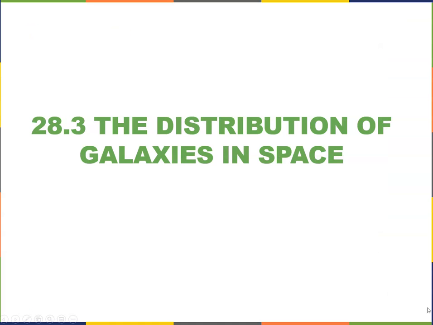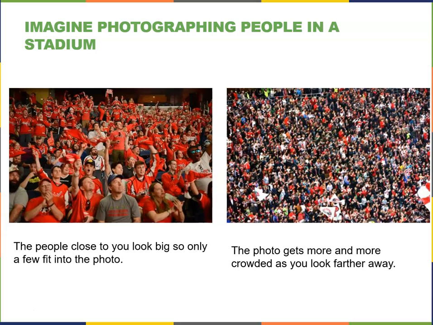Now that we are aware of some of the complexities of galaxies, we're going to look at how they're distributed in space. Taking pictures of the sky is similar to photographing people in a stadium. When you take pictures of people closer to you, they are bigger and only a couple fit into the picture. However, when you turn and take a picture of the opposite side of the stadium where the people are farther away, you fit more and more people into the photo the farther away you are.